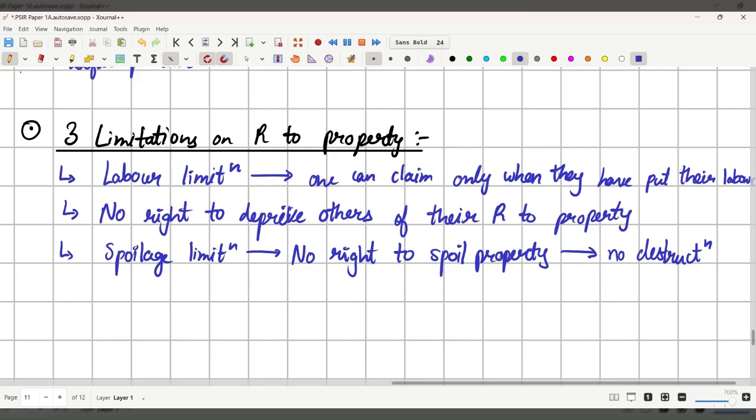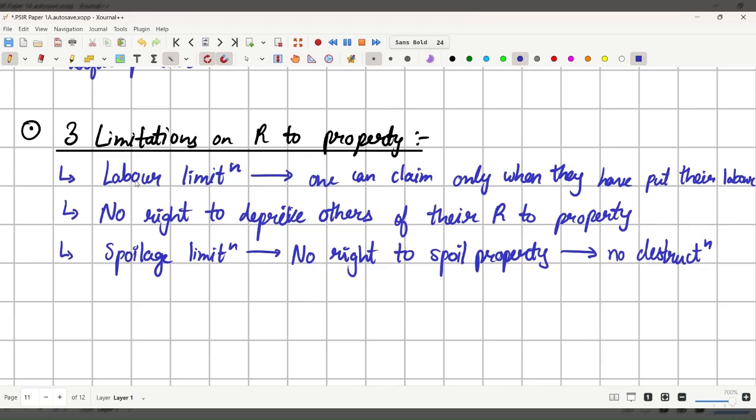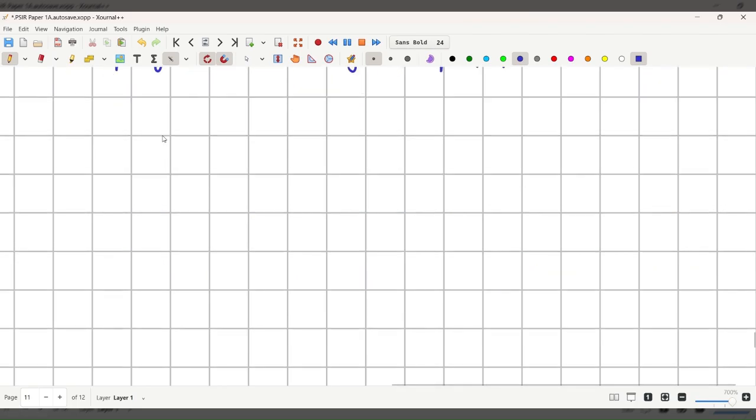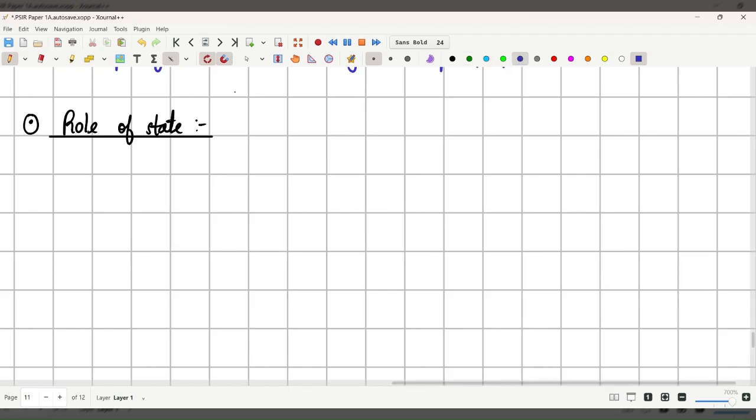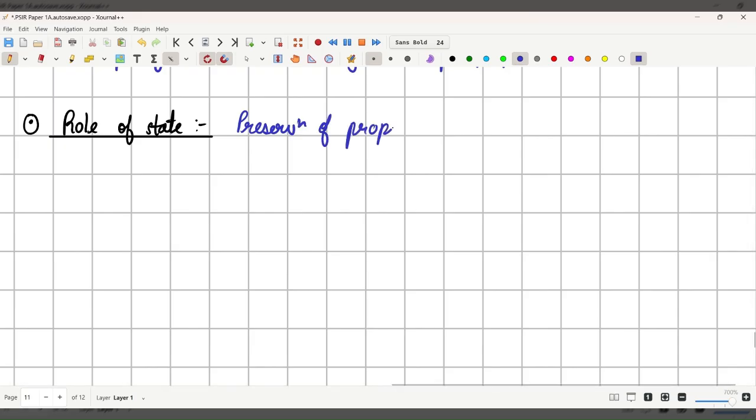Then what is here the role of the state? So the role of the state with respect to the right to property. So the state's role is the preservation of property.